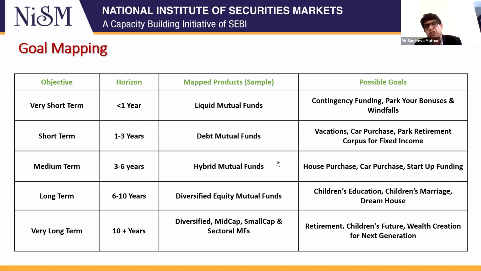Medium term, 3 to 6 years, hybrid mutual fund, house purchase, car purchase. Long term, 6 to 10 years, diversified equity mutual fund scheme, children's education, etc. Very long term, 10 years plus, diversified mid cap, small cap, sector funds, retirement, children's future, wealth creation for the next generation. Understand these are generally the 5 compartments into which we decide our investment. We are talking equity. So generally equity starts from mid and long term, very long term. Then which scheme to choose depends on your risk profile.